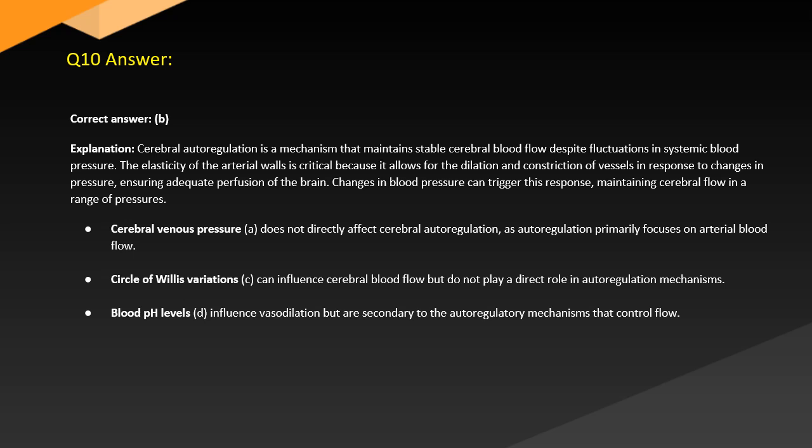Cerebral venous pressure, A, does not directly affect cerebral autoregulation, as autoregulation primarily focuses on arterial blood flow. Circle of Willis variations, C, can influence cerebral blood flow but do not play a direct role in autoregulation mechanisms. Blood pH levels, D, influence vasodilation but are secondary to the autoregulatory mechanisms that control flow.